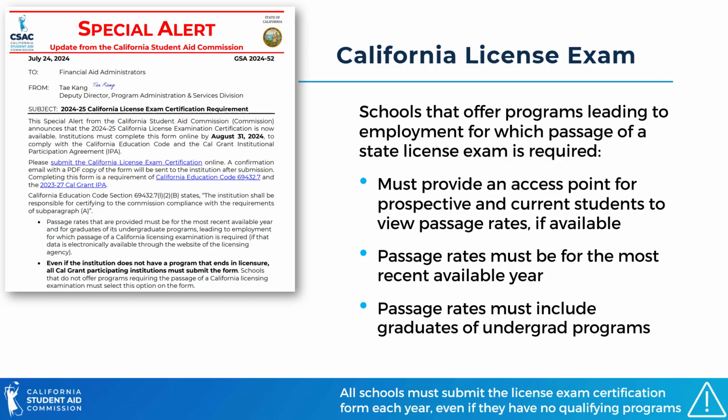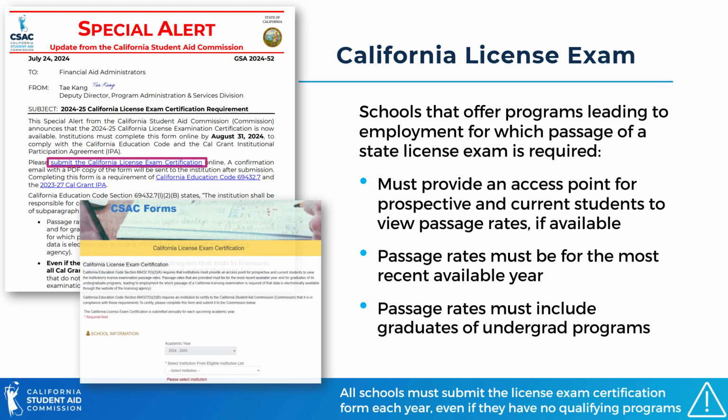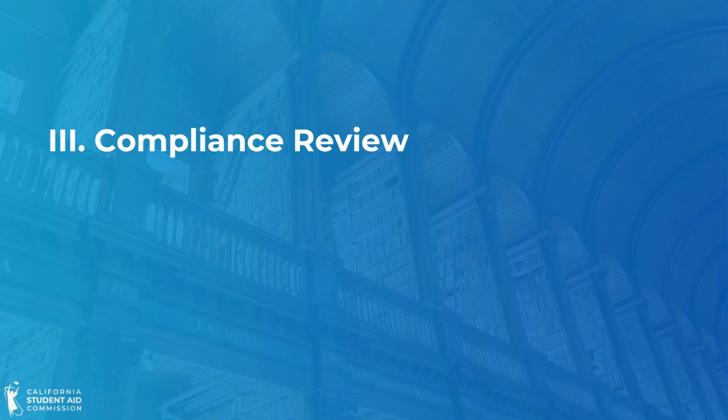Another data reporting requirement is the California License Exam Certification. This data ensures current and prospective students can view the school's license exam passage rates. Very important to keep in mind is that even if your school does not have a qualifying program, you still need to submit the certification form. CSAC sends a special alert to remind schools to submit the certification. When you click the link in the special alert, you will see the screen to complete the form for your school. And now let's move on to the last topic of today's presentation, compliance review.